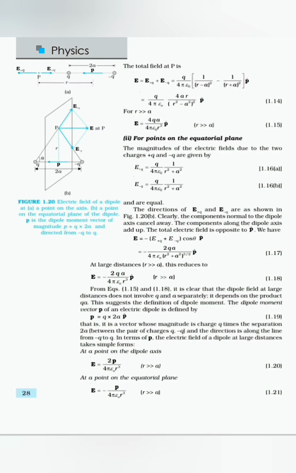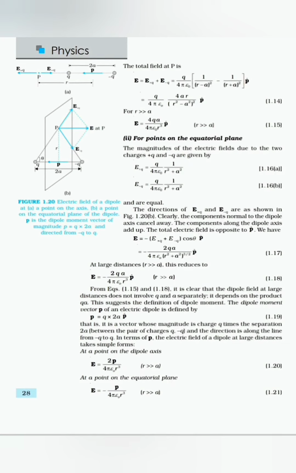The total field at P, vector E, is equal to the vector sum of the electric fields due to the positive and the negative charges, and the answer is kq times 4ar divided by the whole square of (r square minus a square). For r very much greater than a, the total electric field is k times 4qa divided by r cube times the unit vector in the direction of the dipole moment vector.